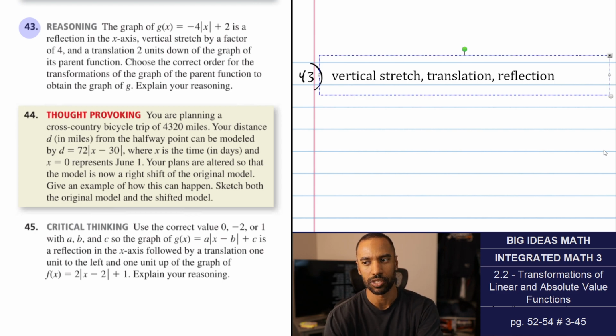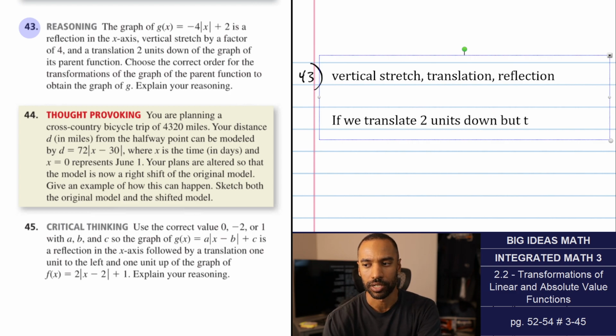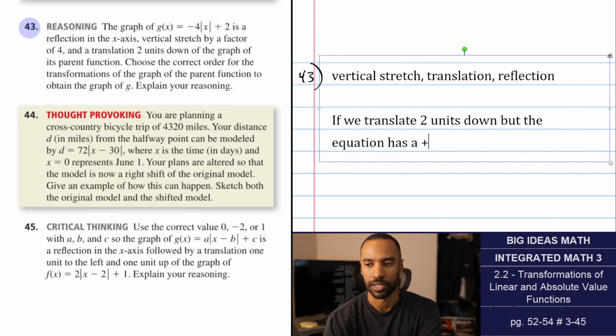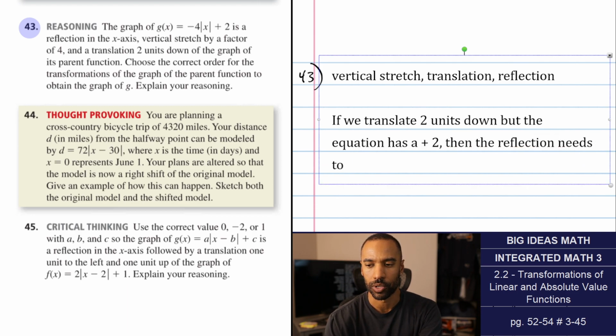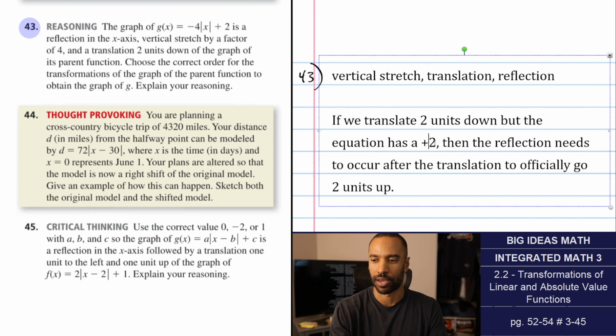And the reason for this is because reflection has to come after the translation in order to change that 2 units down into a +2. If we translate, did they say explain? Yeah, if we translate 2 units down, but the equation has a +2, then the reflection needs to occur after the translation to officially go 2 units up. Okay, I didn't see the +2 there, so now I do.